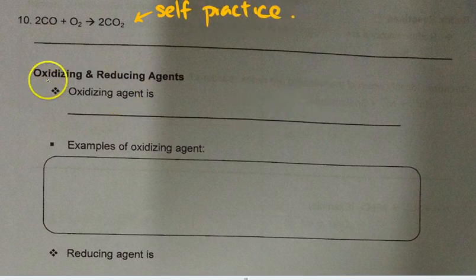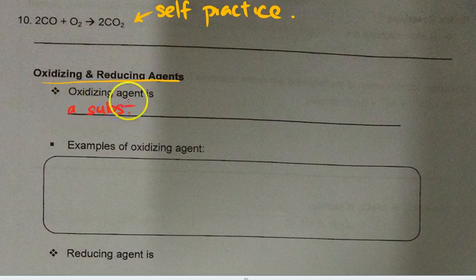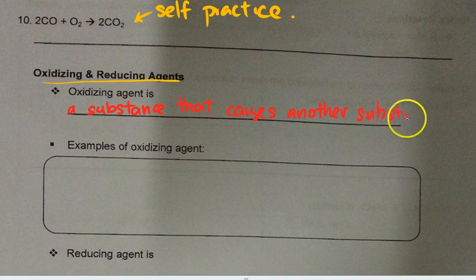Right now, next part we're going to talk about is oxidizing and reducing agents. So what is an oxidizing agent? In this case here, an oxidizing agent is a substance that causes another substance to be oxidized. So in this case here, we call it an oxidizing agent because it oxidizes things.